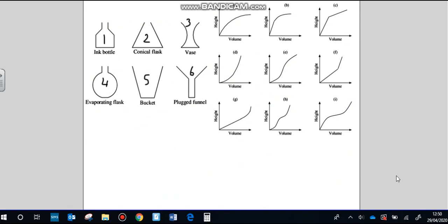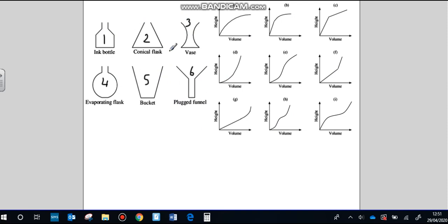So I'd like you to have a go at some of these now. We haven't got the interactive part, but you can have a good go at matching these 6 shapes to 6 of these graphs. You'll obviously have 3 graphs left, so it would be good if you could have a go at maybe drawing a funnel or a vase that would match the graph, but start first of all by thinking which graph matches which shape.